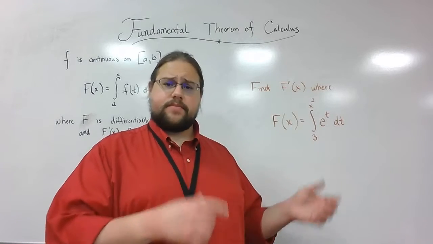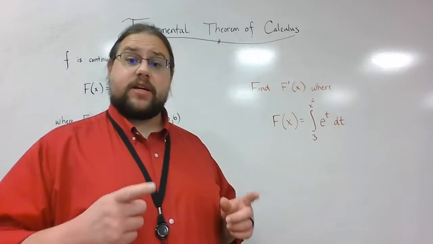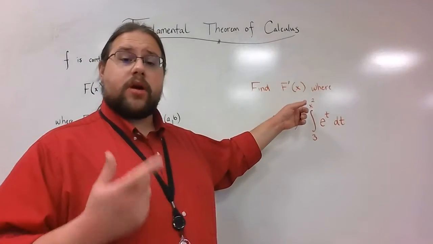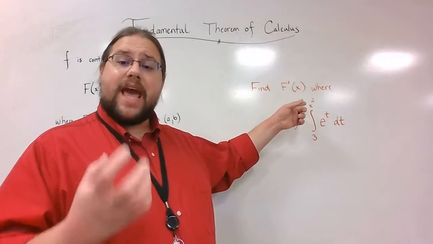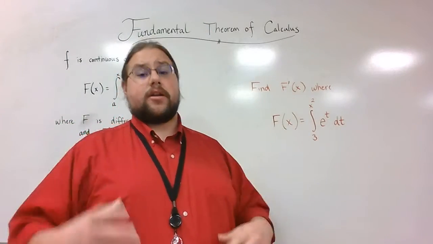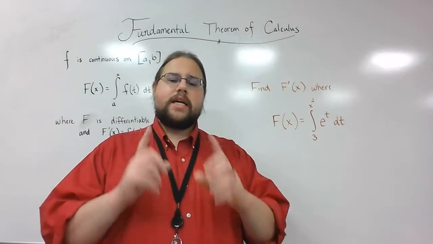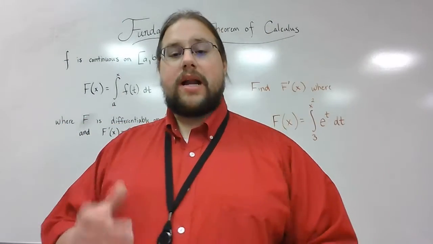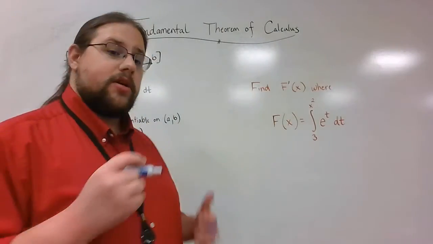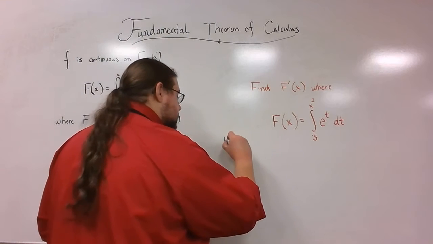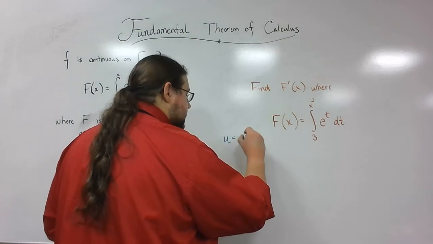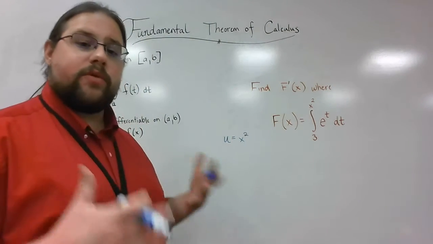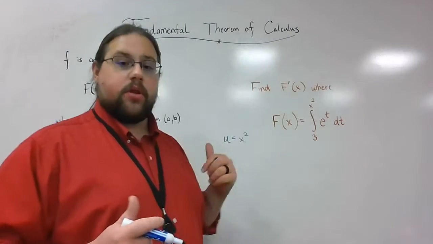It's the number 3. The problem is if I look at the top, it's no longer x. The upper limit is supposed to be x. This time, it's x squared. So what are we going to do? Well, here's what I'm going to do. I'm going to do a slight substitution to try to make everything work a little bit better. So I'm going to write u as x squared. That's going to help me rewrite this so that I have a variable on top.